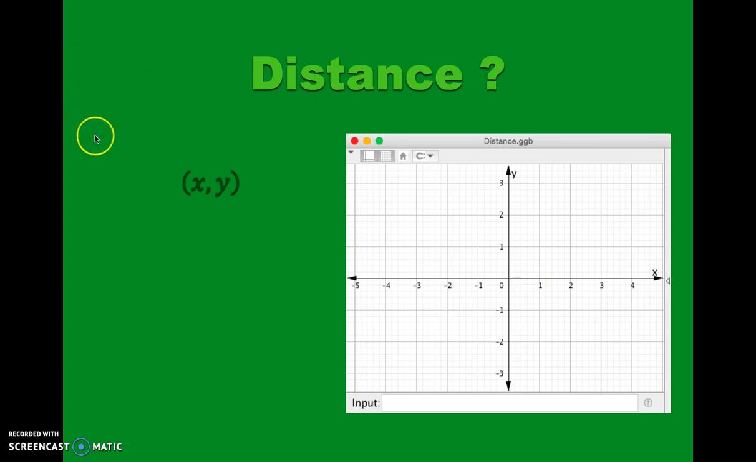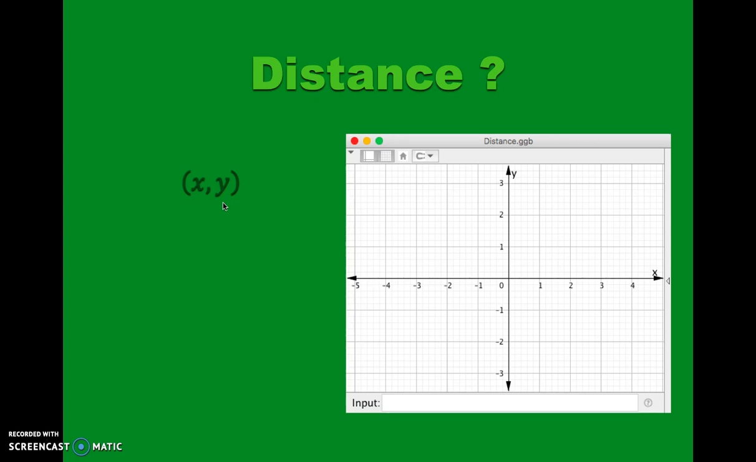When plotting points (x, y), x before the comma is the x-coordinate, and y after the comma is the y-coordinate. We begin with the x-coordinate that is read from the x-axis. Then from the x-axis, we go up or down based on the value of the y-coordinate. For example, (2, 4) and (6, 5).